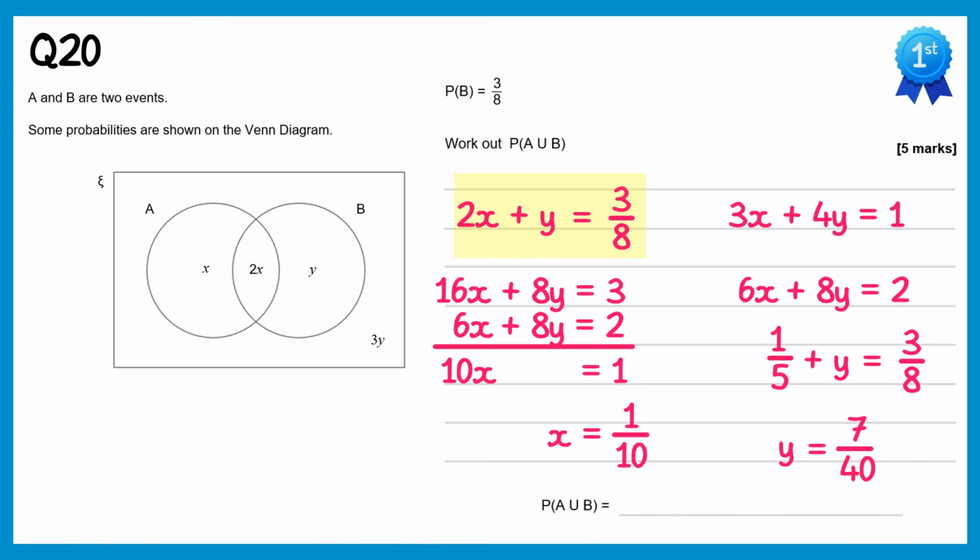We've been asked to find the probability of A union B, which is the sum of these probabilities here. These probabilities add up to 3x plus y, so we need to find the value of 3x plus y. So we know that x is 1/10, so 3x must be 3/10, and we know y is 7 over 40. To add these, we'll need a common denominator, so let's change the 3/10 into 12 over 40. Now we can add them easily. 12 add 7 is 19, so it's 19 over 40.